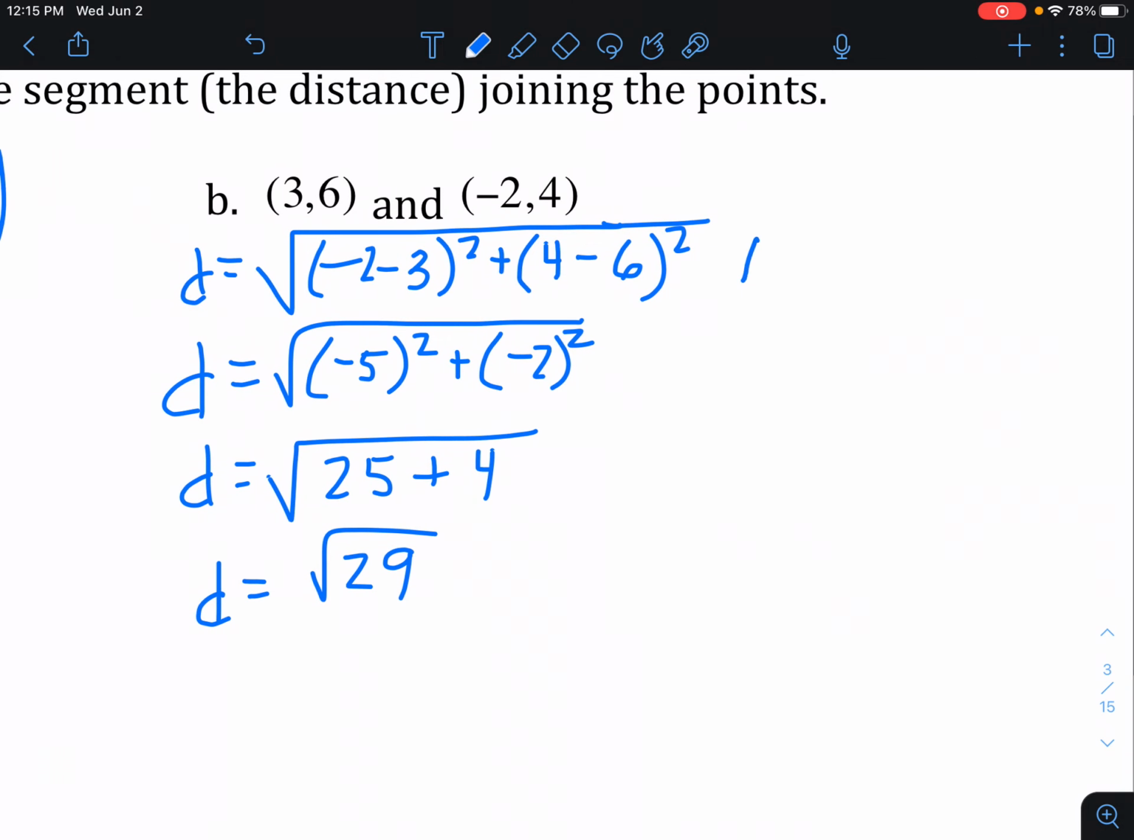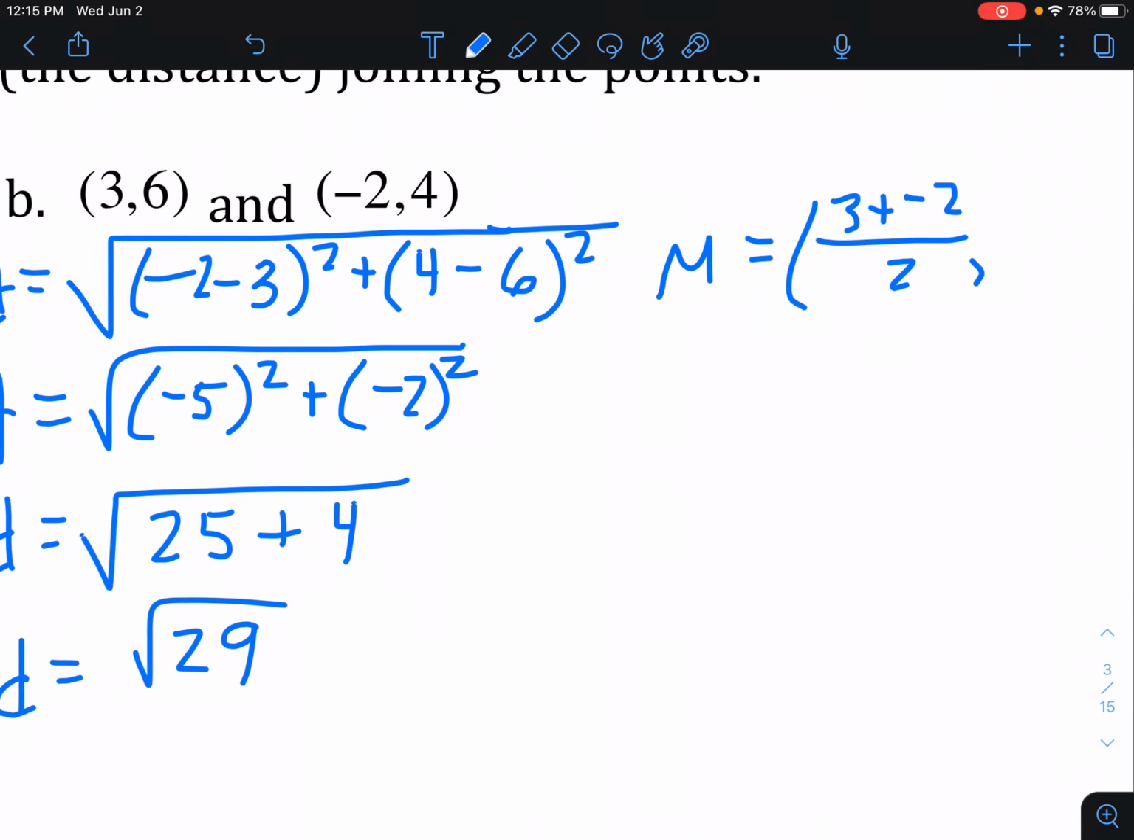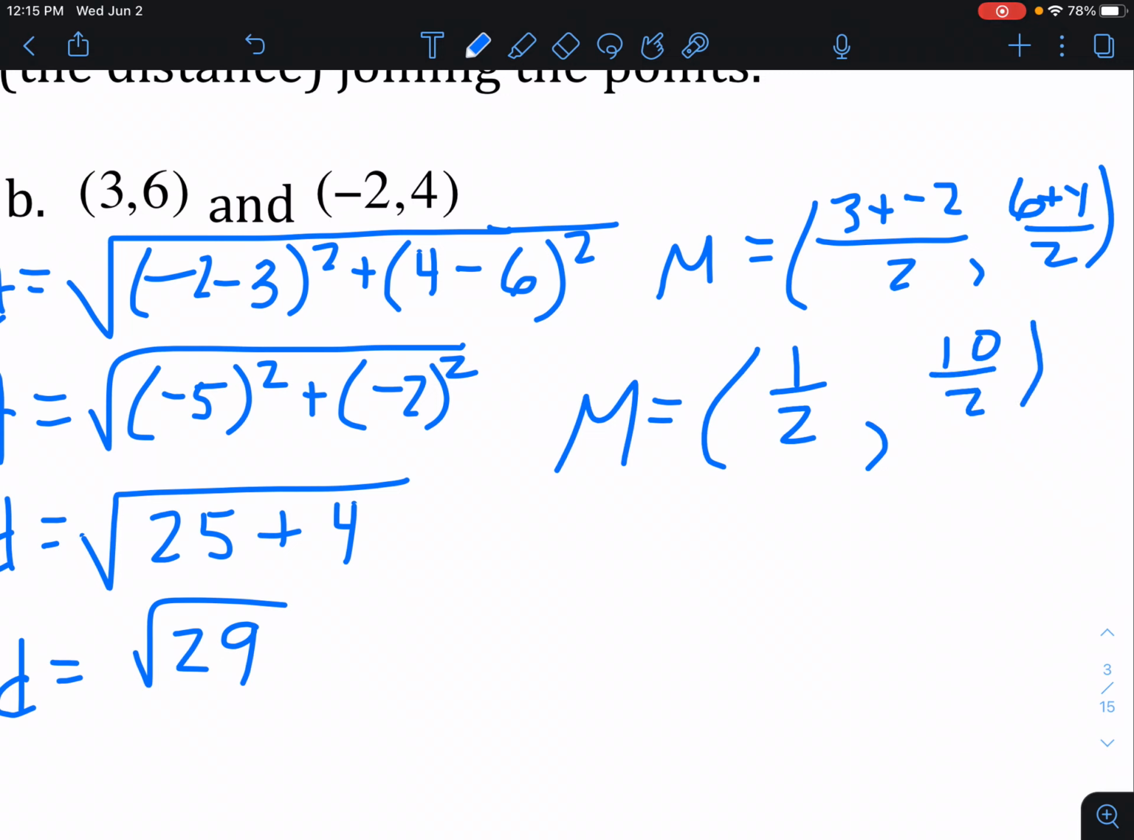Okay, let's try letter B, midpoint formula again. So this would be 3 plus negative 2 divided by 2, comma, 6 plus 4 divided by 2. So let's add. So that'll be 3 plus negative 2 is 1 over 2. And 6 plus 4, that'll be 10 over 2. And now we're going to divide. So we're going to have 0.5 for 1/2. And 10 over 2 is 5. Easy stuff.